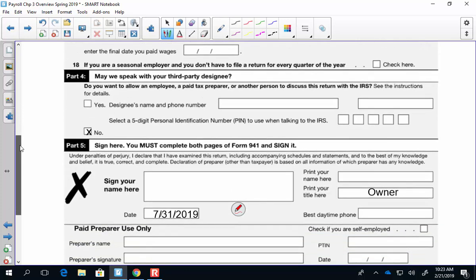And then on part 4, they ask, is someone else completing this form for you, and who is that person? We're saying no, we're going to complete the form ourselves. That's why the X is in no.